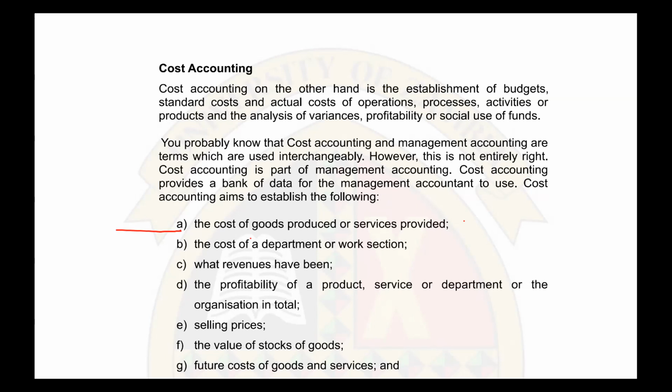In cost accounting, you are interested in establishing the cost of a department or work section. Each department, like how much cost does it incur? You are interested in knowing the revenues, and the profitability of a product, a service, or a department. For example, total profit has come out as a business.